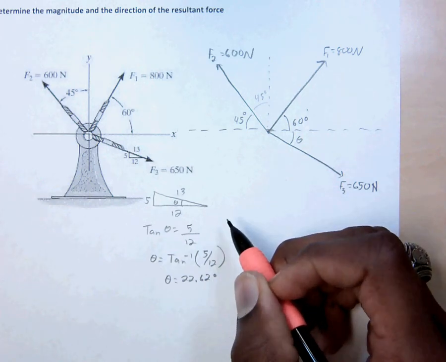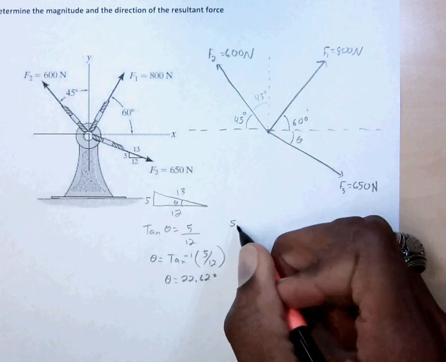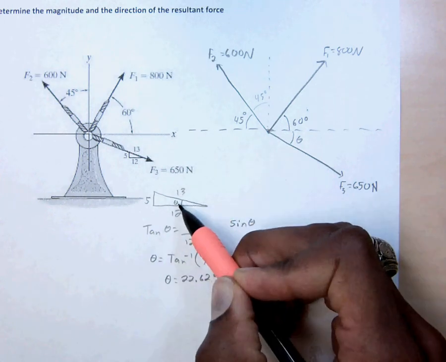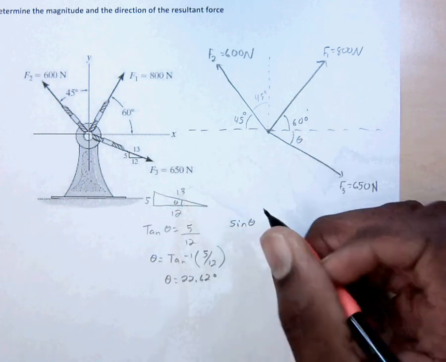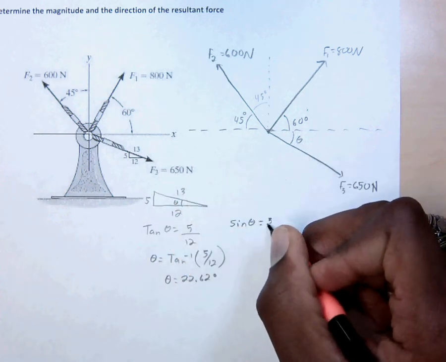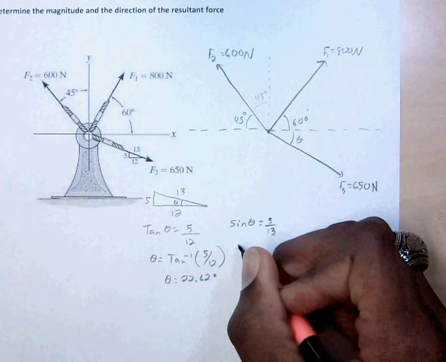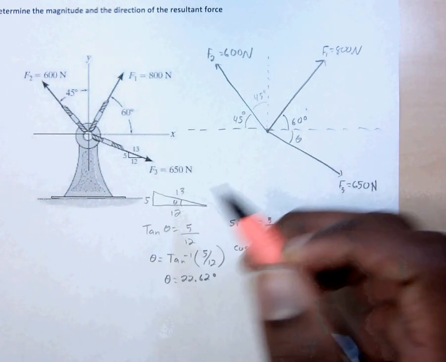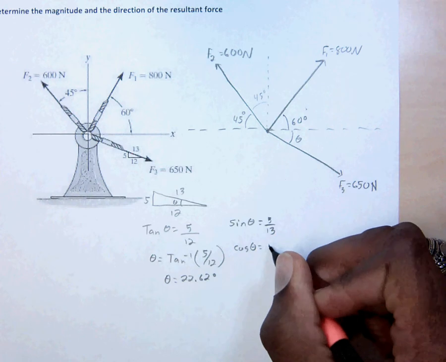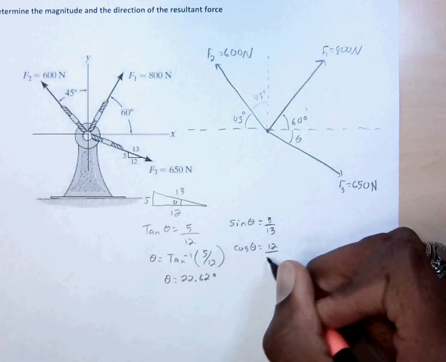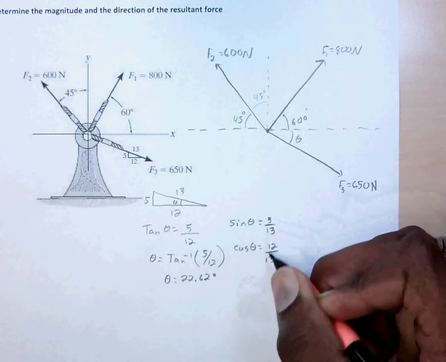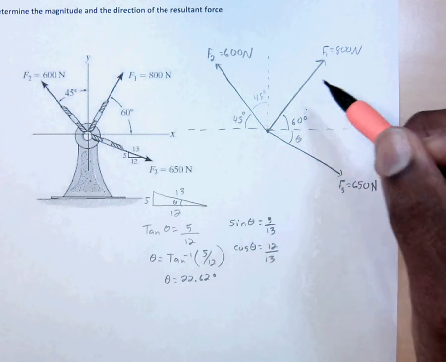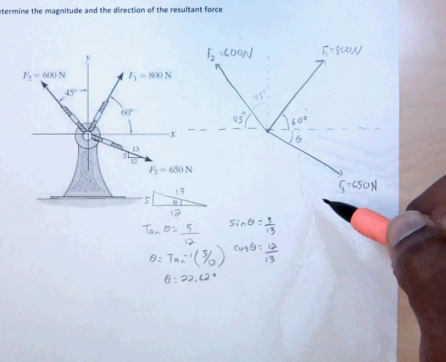Now, there's another way I can do this, in which I can just go ahead and note the ratios for sine and cosine. And so I know that the sine of theta, starting from the reference angle, is opposite over hypotenuse. So sine of theta equals 5 over 13. Okay. I also know that cosine of theta is adjacent over hypotenuse. So cosine of theta is 12 over 13. And so I'm going to hold on to these, because these will come into use when I'm resolving all my forces into different components.